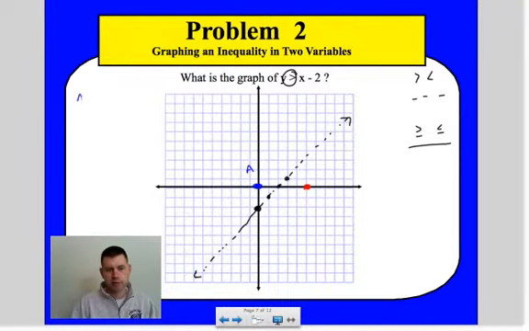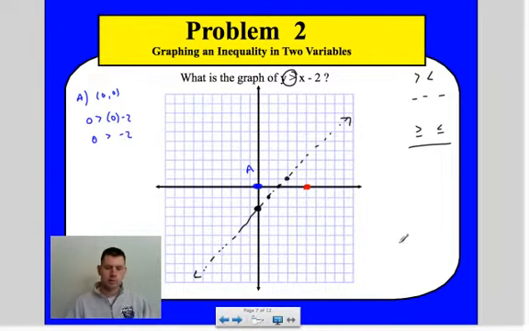What I'm going to do for test point A is plug in that coordinate, which is 0, 0. I'm going to plug it into the equation, and basically do what problem 1 asked, see if it works. So I say 0 minus 2 is 0 greater than negative 2? Yeah, 0 is greater than negative 2.